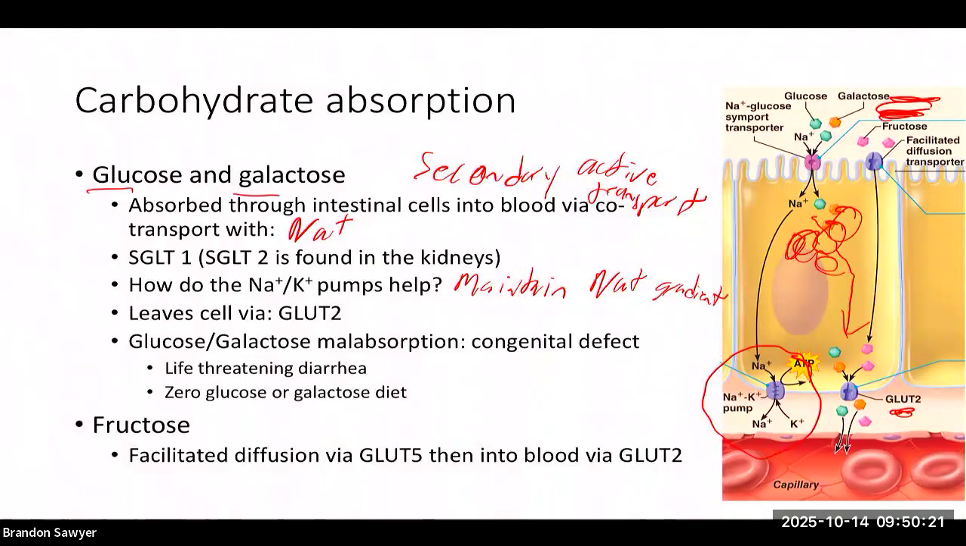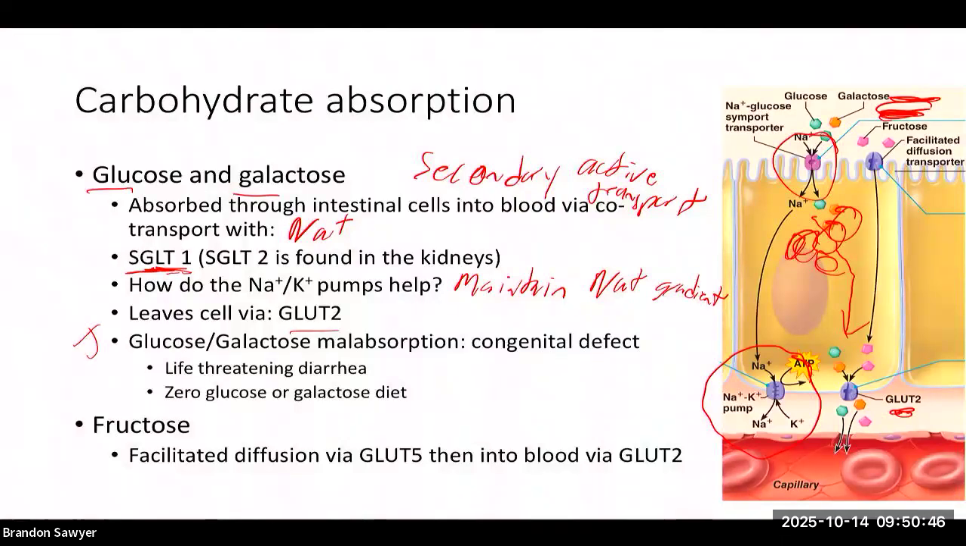So that maintains the sodium gradient. Yeah, and this little guy here is the sodium glucose transporter, SGLT1. This is just the name for this guy right here. And we find those in the kidneys as well, but just a slightly different form, the SGLT2. Okay, all right, then it leaves the cell via GLUT2.